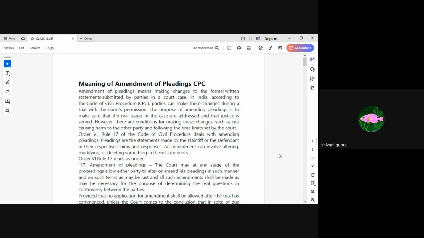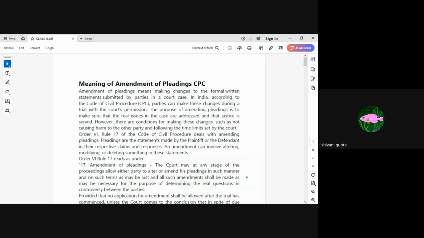Now comes the word pleading. As I told you in yesterday's session, pleadings are legal documents submitted in the court by the parties themselves. So amendment of pleadings under the CPC means the provisions by which a party can make adequate changes, with the permission of the court, to the documents duly submitted. We may alter, modify, delete or add something. All these aspects of amendment are enshrined under Order 6, Rule 17 of the CPC.